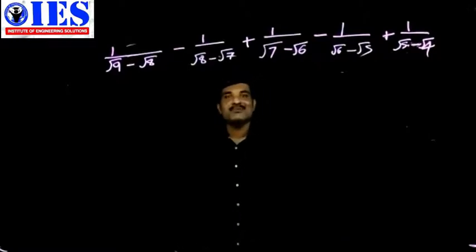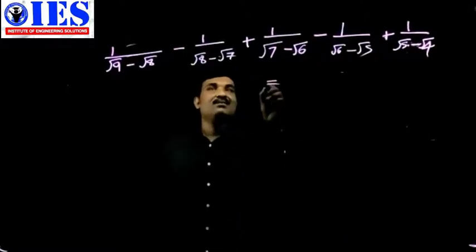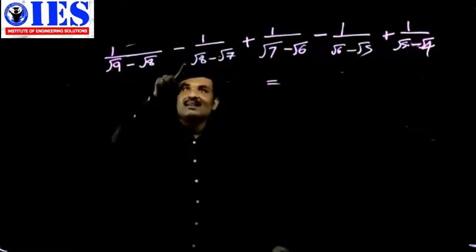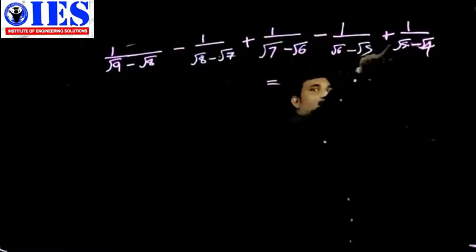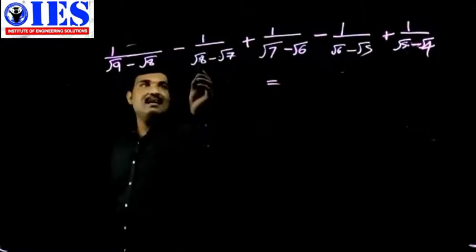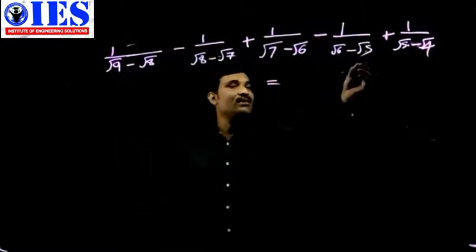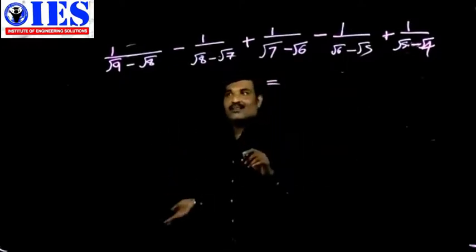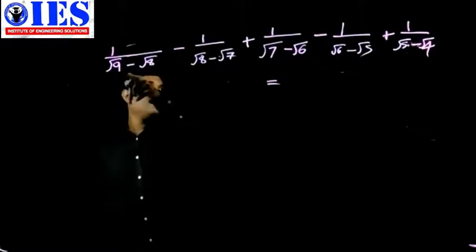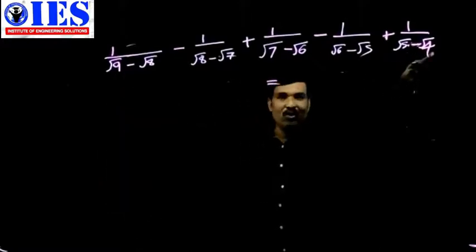We want to simplify this expression. This is equal to our question. So you just look at the question. We have here minus, plus, right? And here we have 9, 8, 8, 7, 7, 6, 6, 5. That is decrementing by 1, right? So the largest term is this 9 and the smallest term is this 4, right?